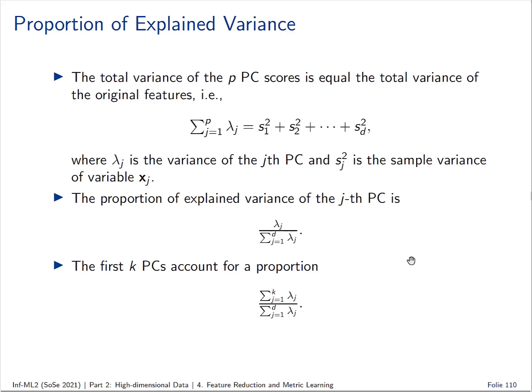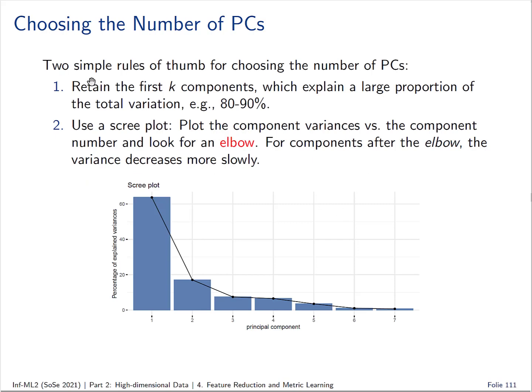And that gives us a kind of hint whether or not it makes sense to look at k, or what is a good k actually to cut off. There are two simple rules of thumb for choosing k, the number of principal components that are enough. The first one is that we just look at how many percent of the total variation is explained by k components.